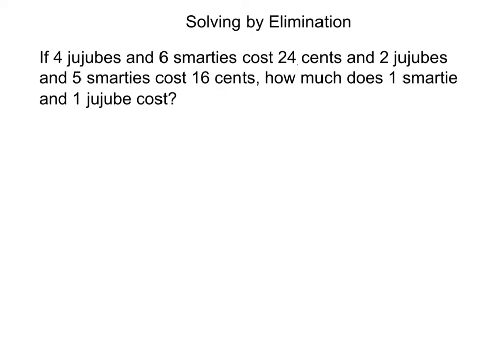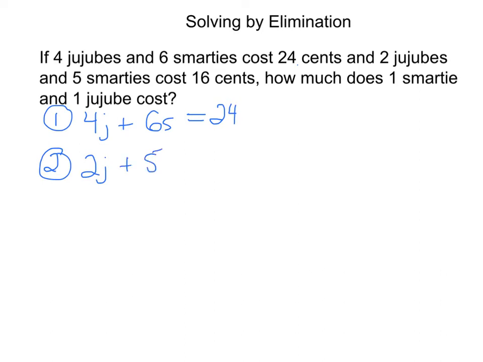So I have one equation, my first line here, and it's 4 jujubes plus 6 Smarties, and I know that's going to cost me 24 cents. I'm going to have my second equation, the second bit of information I have: 2 jujubes plus 5 Smarties, going to cost 16 cents.